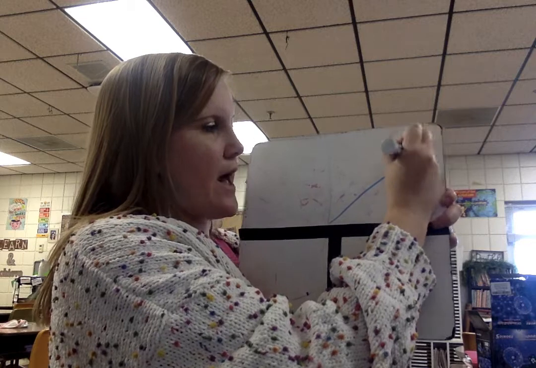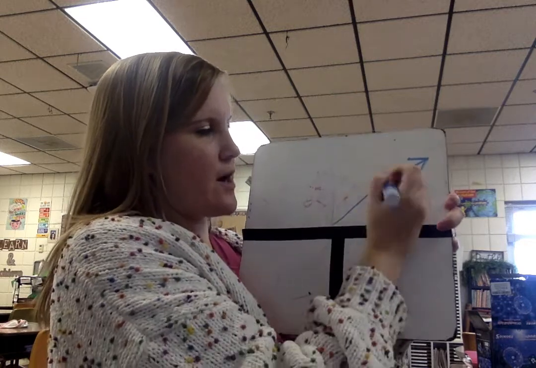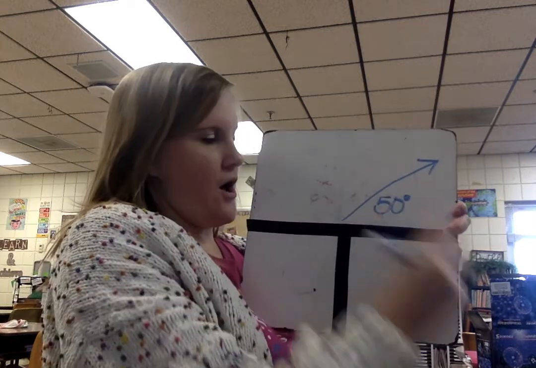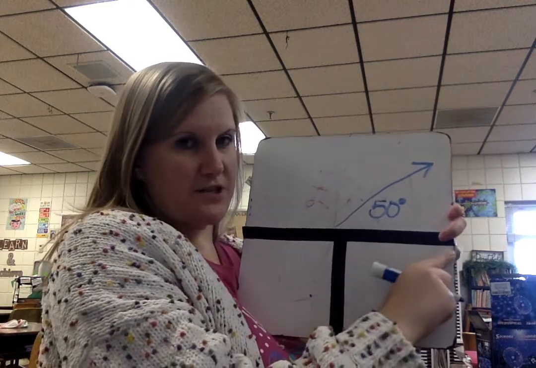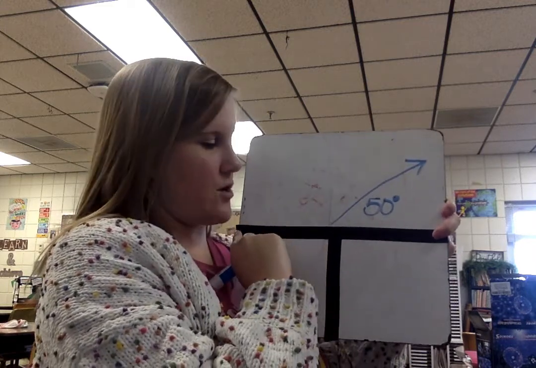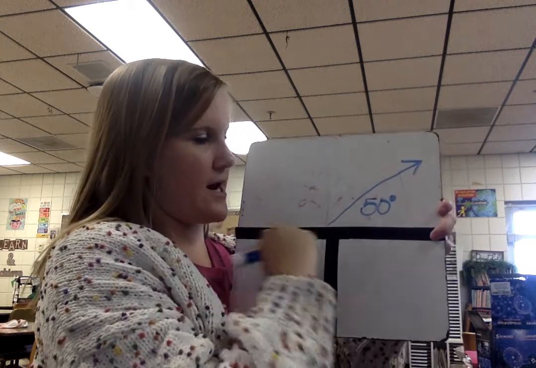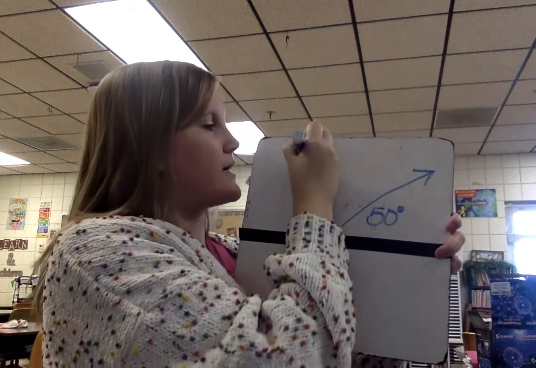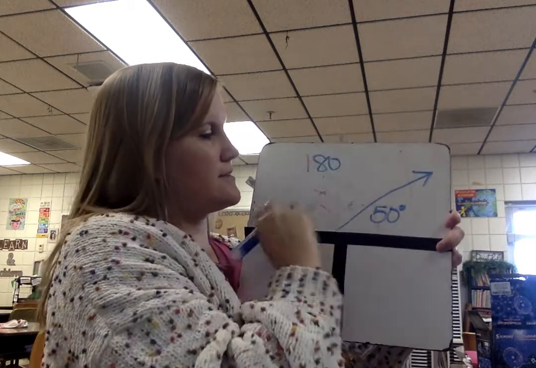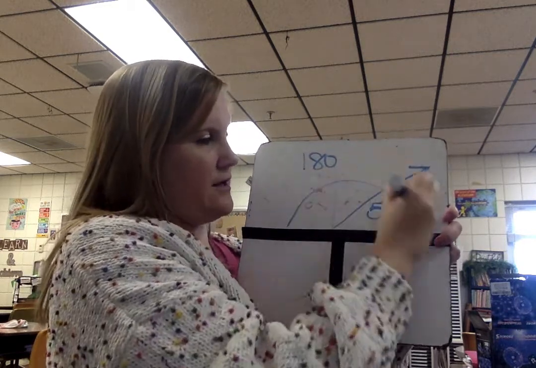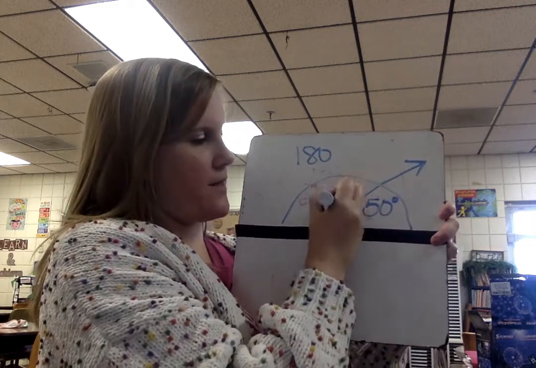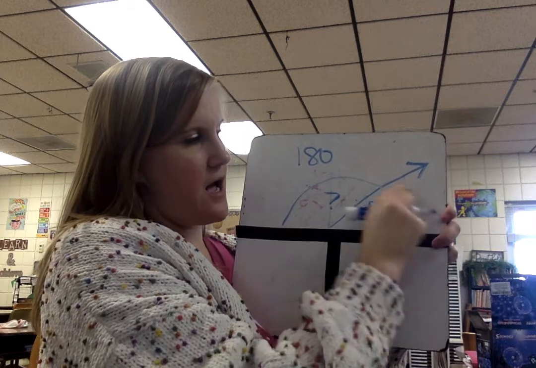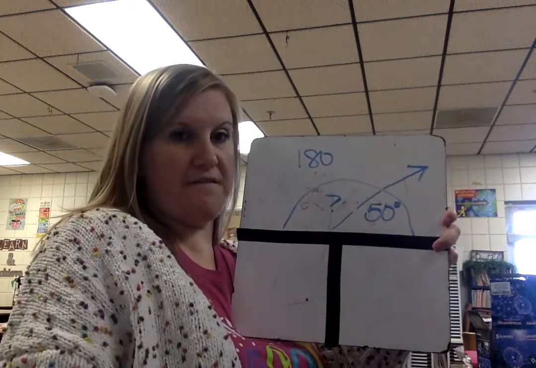So say you had this angle right here written down as 50 degrees. Here's where you have to pay attention to whether it's a straight line or a right angle. So I have a straight angle here. I know a straight angle measures 180 degrees, so this whole thing is 180. I want to know what this is over here. If the whole thing is 180, I know part of it is 50.